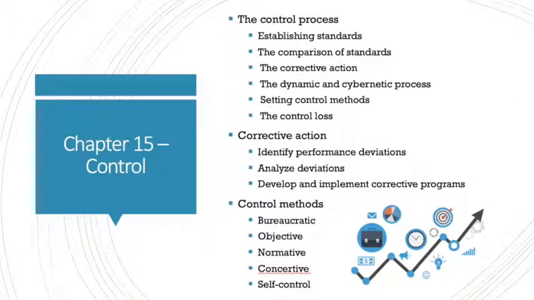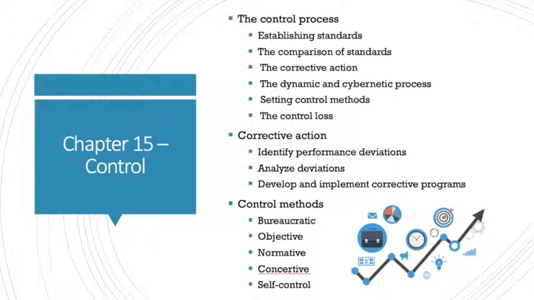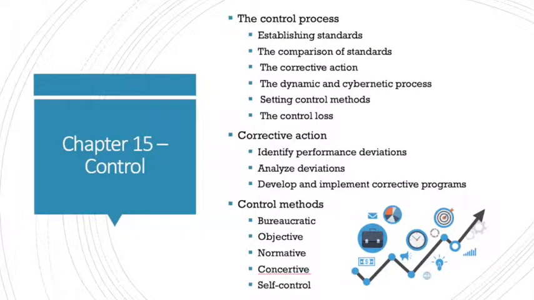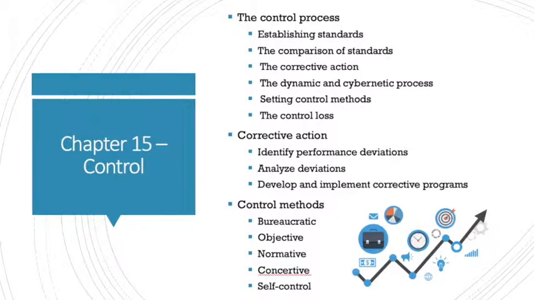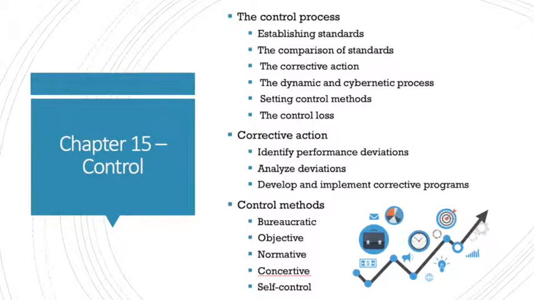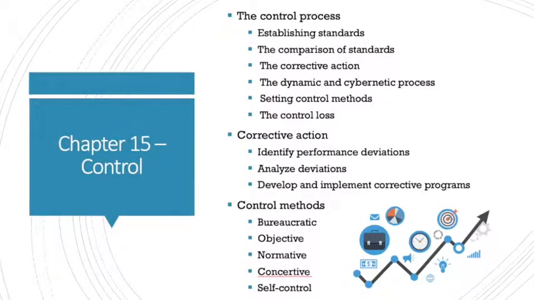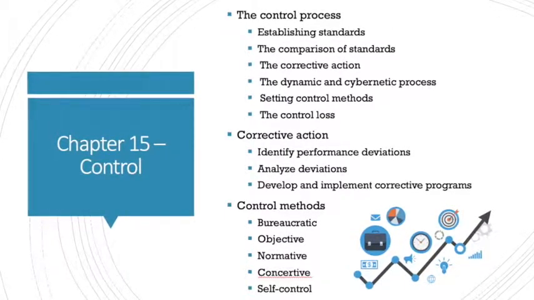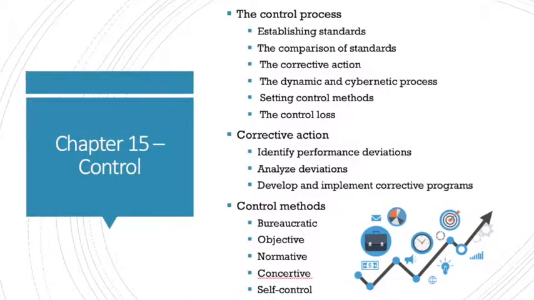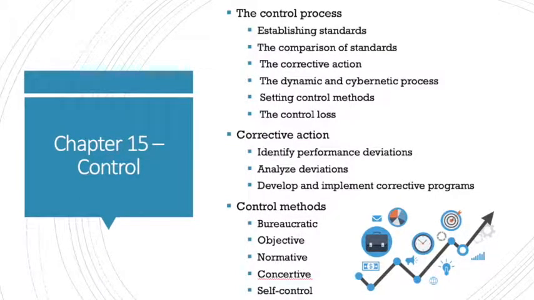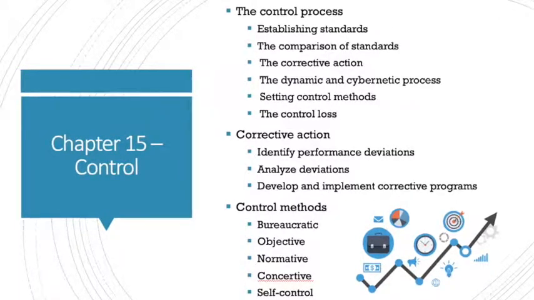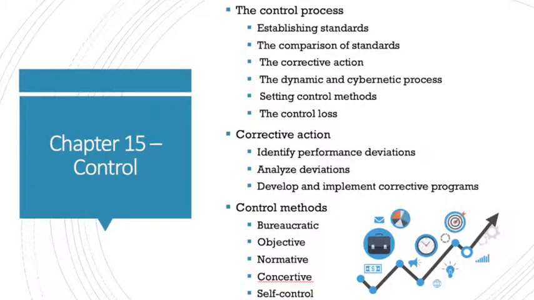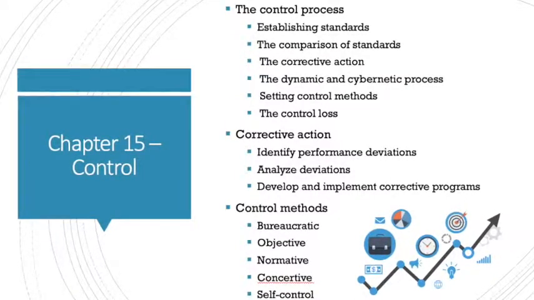In chapter 15, the control process of a company such as SB Photography will be discussed in more detail. The control process includes establishing standards, the comparison of standards, the corrective action, the dynamic and cybernetic process, setting control methods, and the control laws. In order to be able to take corrective action, it is important to identify performance deviations, to analyze deviations, and to develop and implement corrective programs. The control loss is a situation in which behavior and work procedures do not conform to standards. Regulation costs are the costs associated with implementing and maintaining control.